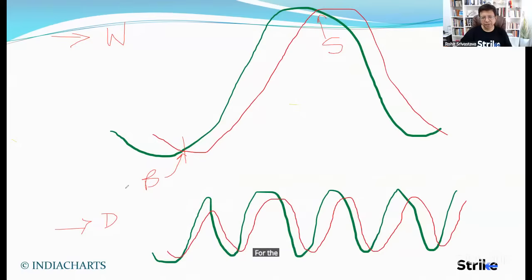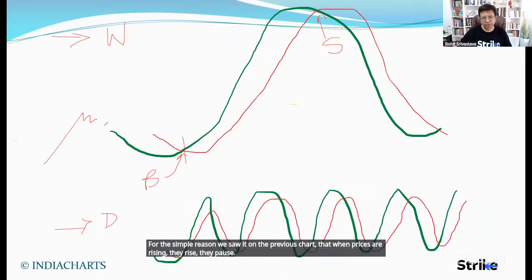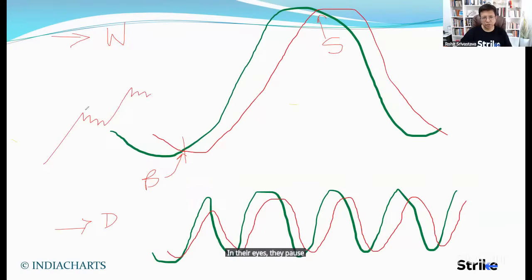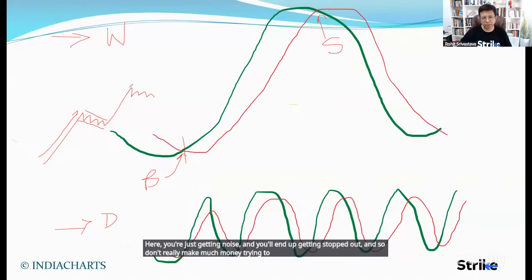For the simple reason we saw on the previous chart that when prices are rising, they rise, they pause. And they rise, they pause. And it pauses like this. How much money can you make? The real money is made when it rises like this. Here you're just getting noise and you'll end up getting stopped out. So you don't really make much money trying to short this part of the market.